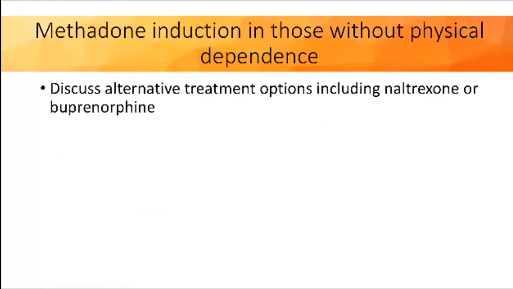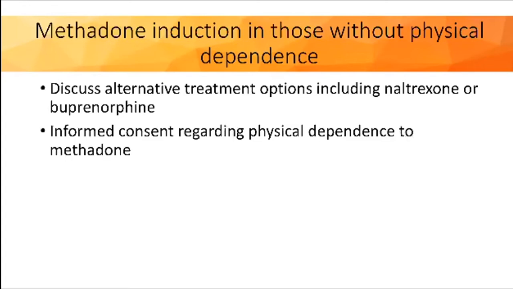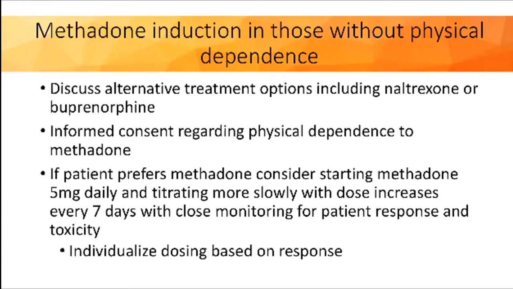So if you're inducing those without physical dependence, meaning they're not having signs of active withdrawal, you can discuss alternative treatment options, including naltrexone or buprenorphine. You want informed consent regarding physical dependence if they're going to go on to methadone. If the patient prefers methadone, you consider starting 5 milligrams daily, titrating more slowly with dose increases every week with close monitoring for patient response to toxicity. And again, you individualize the dosing based on response there.